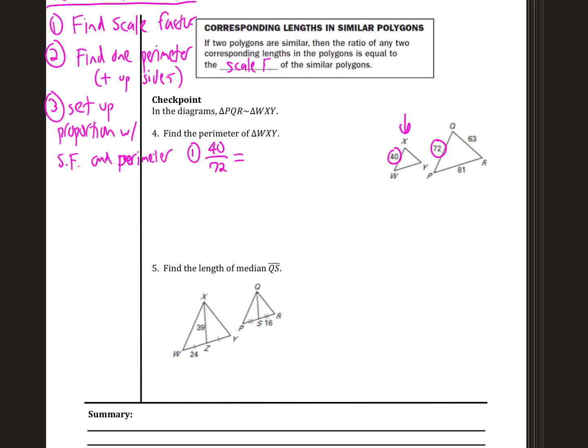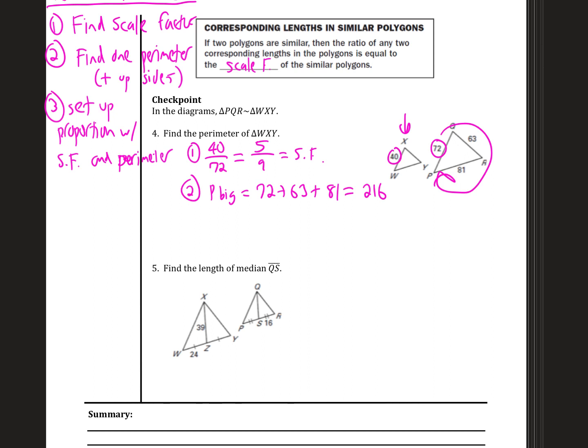What's 40 divided by 72? If we reduce that, I think it's 8. 8 goes into 40 5 times. 8 goes into 72 9 times. And that equals our scale factor. Step 2 is to add the perimeter of the one we know, which is all these over here, right? So if we add those all up, the perimeter of the big equals 72 plus 63 plus 81, which equals 216.